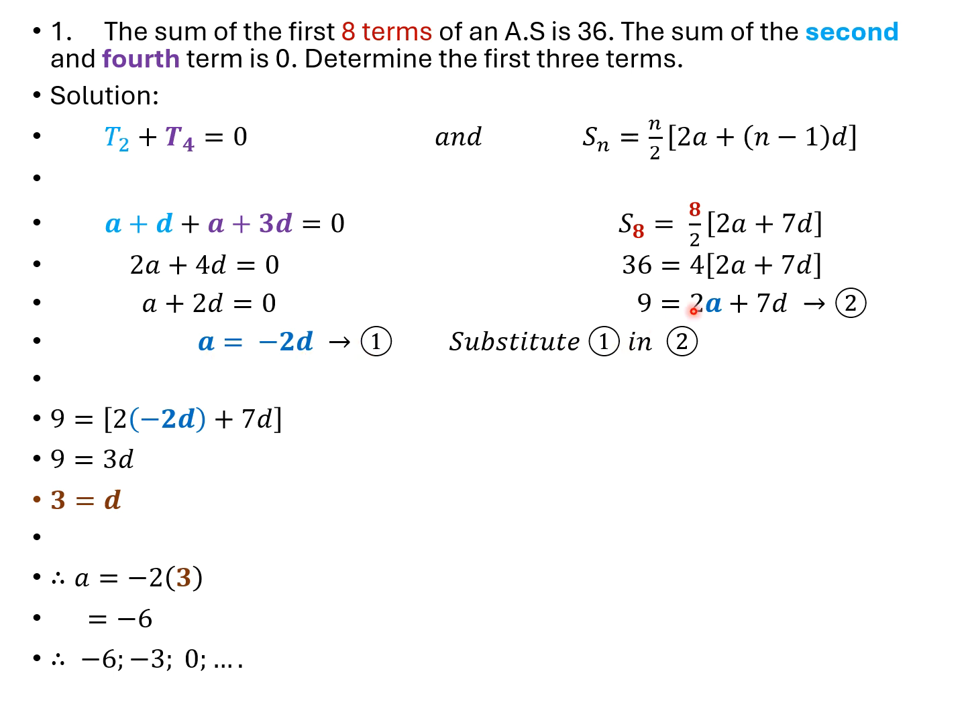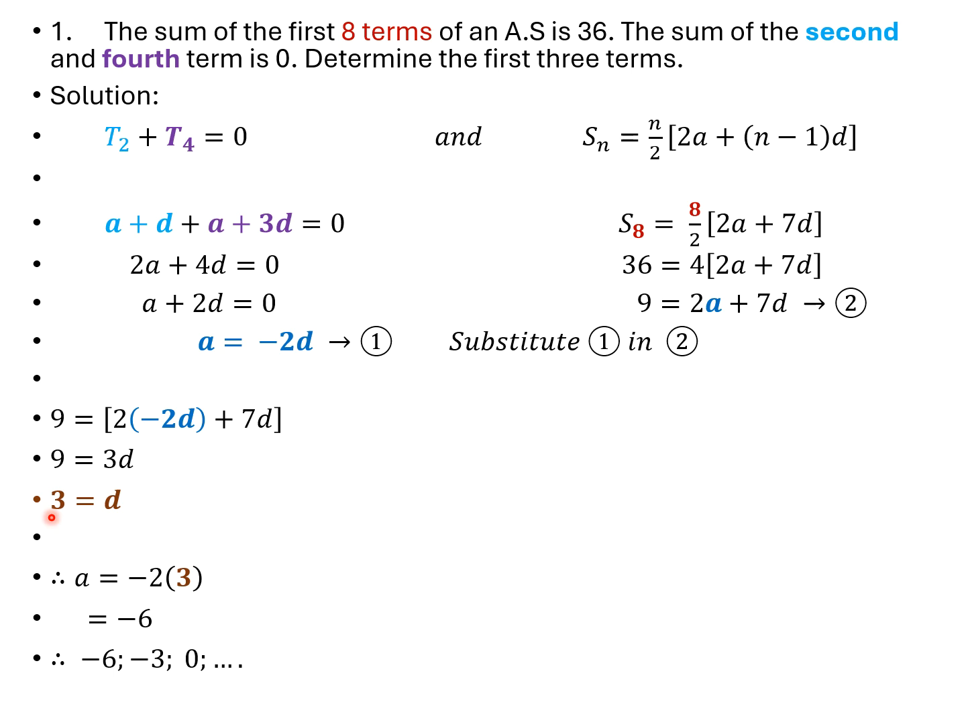So I have a now in terms of d. Because I have two unknowns, I'm going to replace a with negative 2d so that I can solve for d. So I have 9 equals 2 times negative 2d plus 7d. That gives me minus 4d plus 7d, and 7d minus 4d gives me 3d. From there, divide by the coefficient in front of d, so 9 divided by 3 gives me 3.